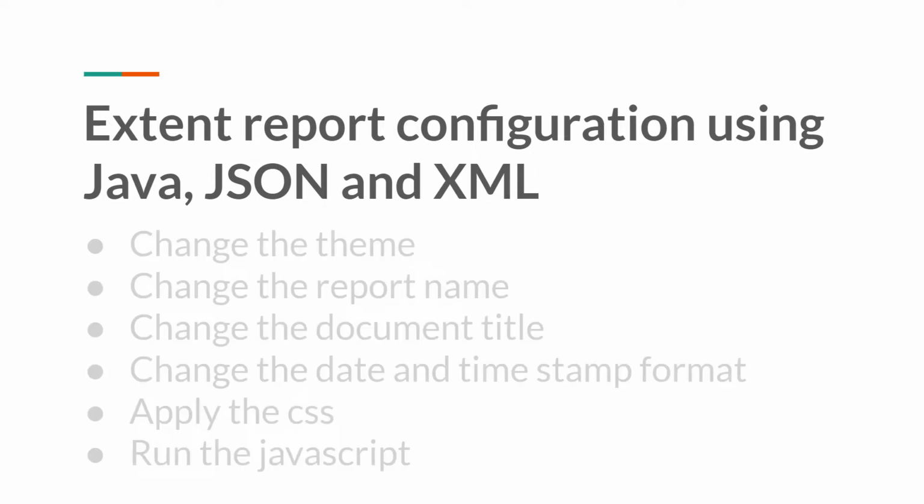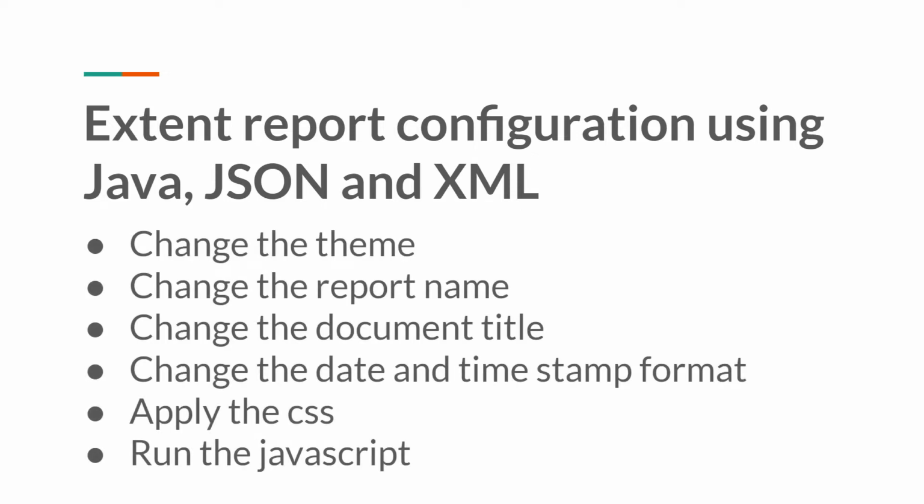Fine. So basically these are the changes we are going to perform, guys. So we are going to change the theme and we are going to change the report name. We are going to change the document title and date and timestamp format. And if you don't like any color coding in your extent reports, you can apply some CSS to change that. And if you want to run any JavaScript, you can run the JavaScript also in your extent reports. So all these things we can actually change in the extent reports. Fine. So let me tell you what exactly these things are.